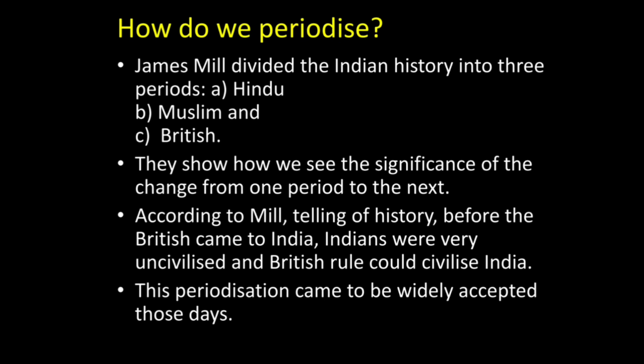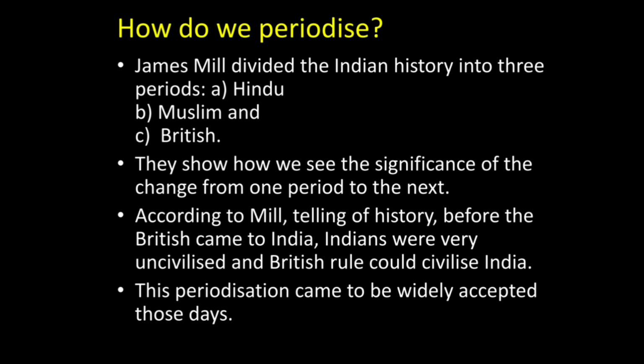Okay, for instance, let's periodize the history in order to understand it more clearly. But the question is, how do we periodize the history? Beginning with that, a British historian named James Mill divided Indian history into three periods: the Hindu period of Indian history, the Muslim period of Indian history, and the British period of Indian history, or the Christian period of Indian history. We can call the British period the Christian period also if we look at the religion of the Britishers.